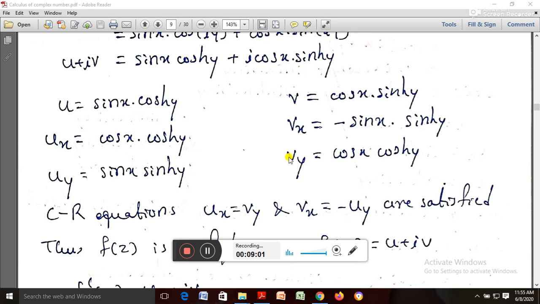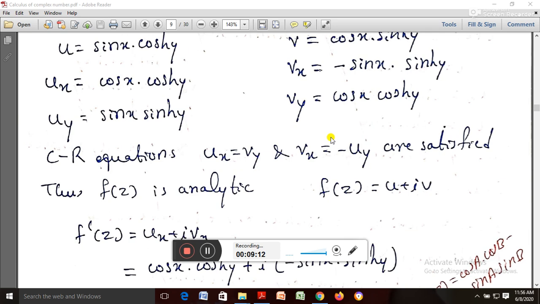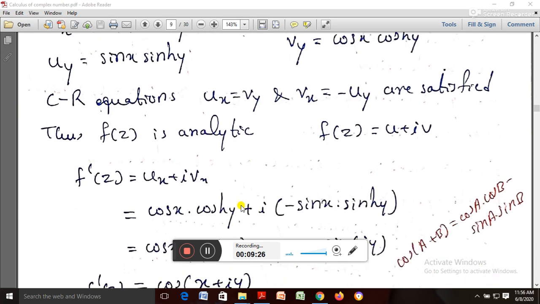So here ux is equal to vy, and vx is equal to minus of this, sin x sin hyperbolic y, which is there with a minus sign. Therefore these conditions are satisfied, so f of z is analytic. Then to find the derivative, I have taken it in Cartesian form, as given in the working procedure.